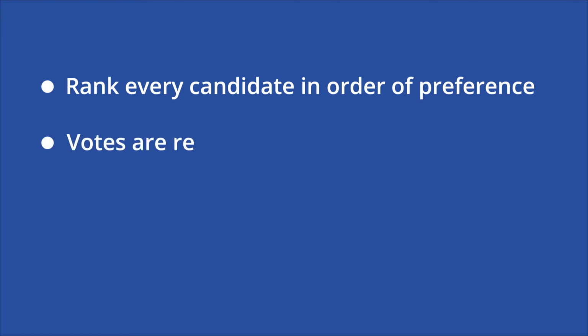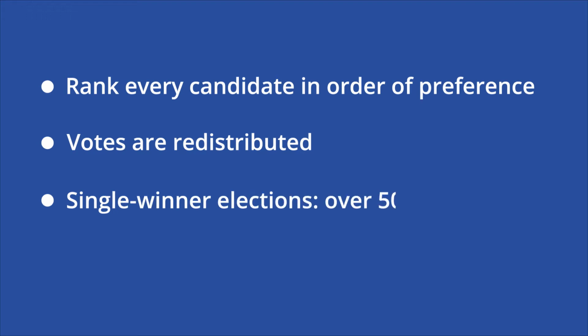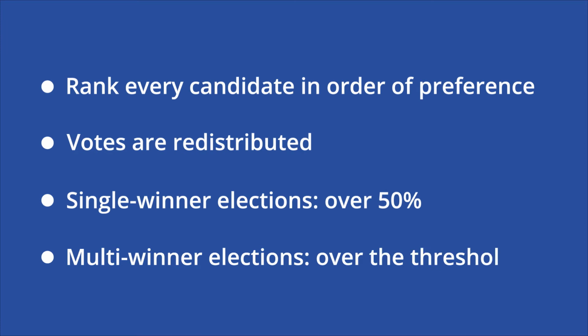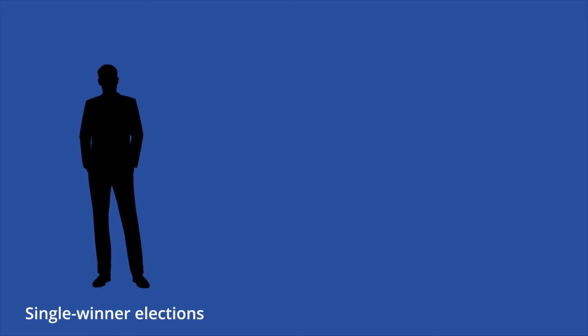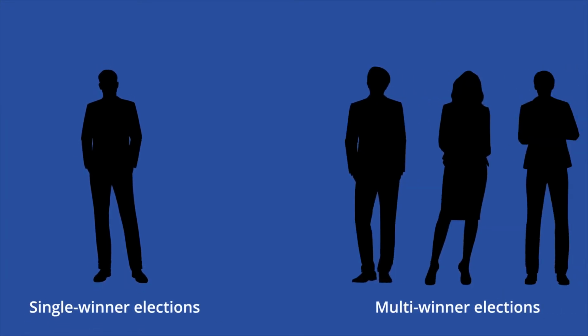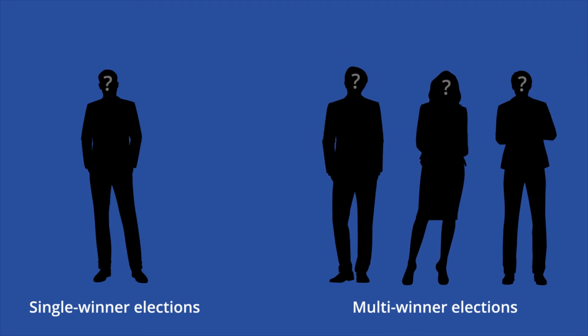In single winner elections, votes are redistributed according to preference until candidates have over 50% of the vote. In multi-winner elections, votes are redistributed until all open seats have been filled by candidates who have reached a threshold of percentage of votes. Ranked choice voting can be used in both single winner elections, in which only one position is being filled, and multi-winner elections in which multiple positions are being filled.